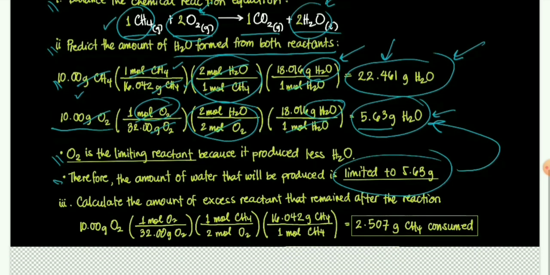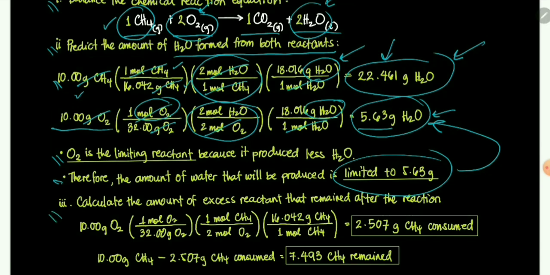Okay? So, for the last step, calculate the amount of excess reactant that remained after the reaction. Since alam na natin na 5.63 grams lang yung mapoproduce na water, gamitin natin yung amount na yon to predict the amount of CH4 required. So, 10 grams of oxygen. Okay? So, 1 mole of oxygen over 32 grams of oxygen. So, dito sa calculation na to, ginamit natin yung amount ng oxygen to predict the amount of CH4 that is required. Okay? Pwede rin natin gamitin si 5.63 grams water to predict the amount of CH4 required. Okay? So, ginamit ko na lang dito yung oxygen kasi given siya na value, mas maganda gamitin natin yung given value. Okay?